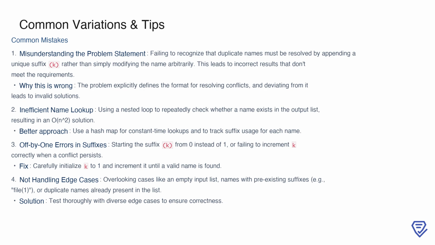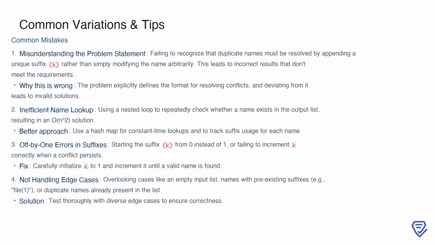First, misunderstanding the problem statement can lead to incorrect solutions. For example, instead of appending a unique suffix in the required format, such as (k), some might modify the name arbitrarily. This violates the problem's constraints and results in invalid outputs. It's important to strictly follow the prescribed format.